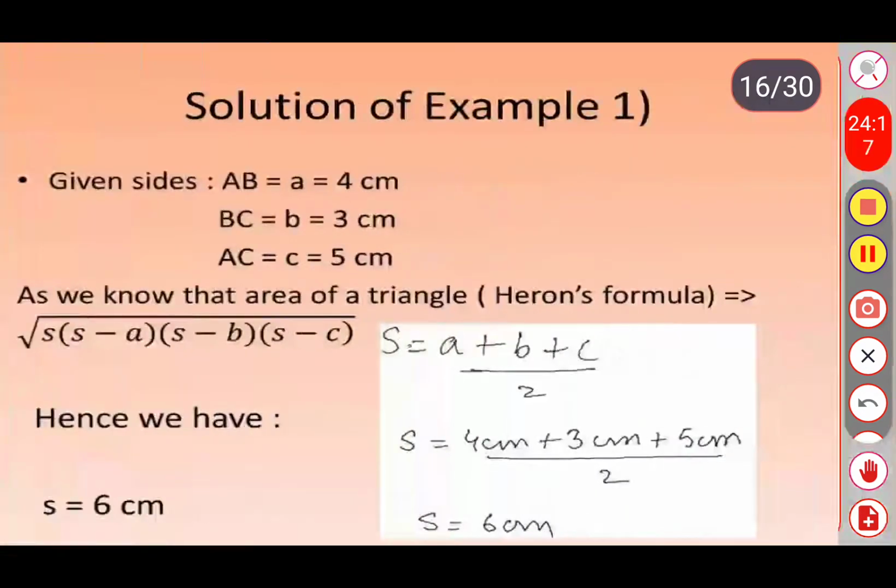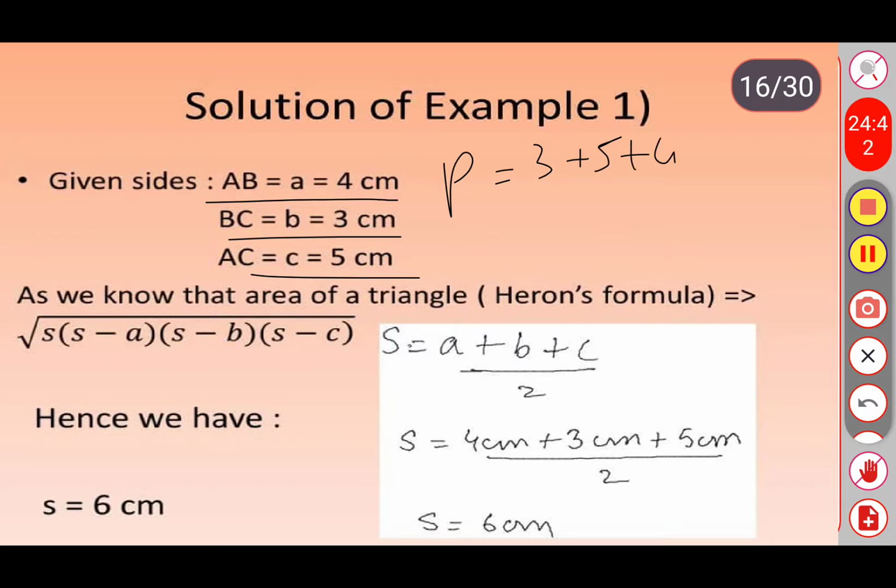Okay, so how can we find the area of the triangle? We already know the lengths of the three sides of the triangle, that is 4 centimeter, 3 centimeter, and 5 centimeter. So first find the perimeter of the triangle. How can we find the perimeter? Just by adding the lengths of the three sides, p is equal to 3 plus 5 plus 4. 3 plus 5 is 8, 8 plus 4 is 12. So perimeter is equal to 12, which means semi-perimeter is half of 12, that is 6 centimeter.